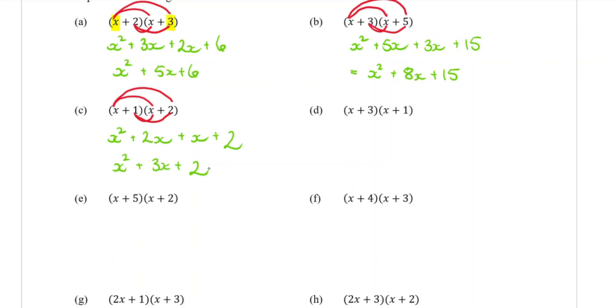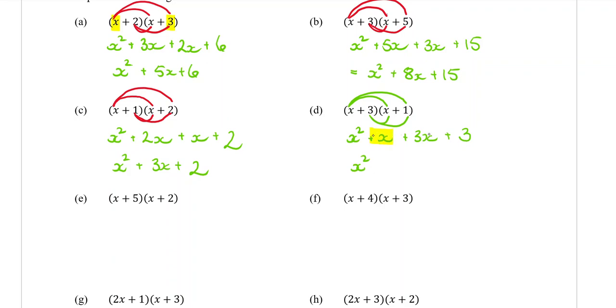Anyone confused? No? All right, let's do it again. So we do first with first. X times x is x squared. Then we do x times 1, which is x, so it's plus x. Then we're going to do 3 times x, which is plus 3x. And then 3 times 1, which is 3. All right, add your two middle ones together. The x squared stays there, but what is x plus 3x?